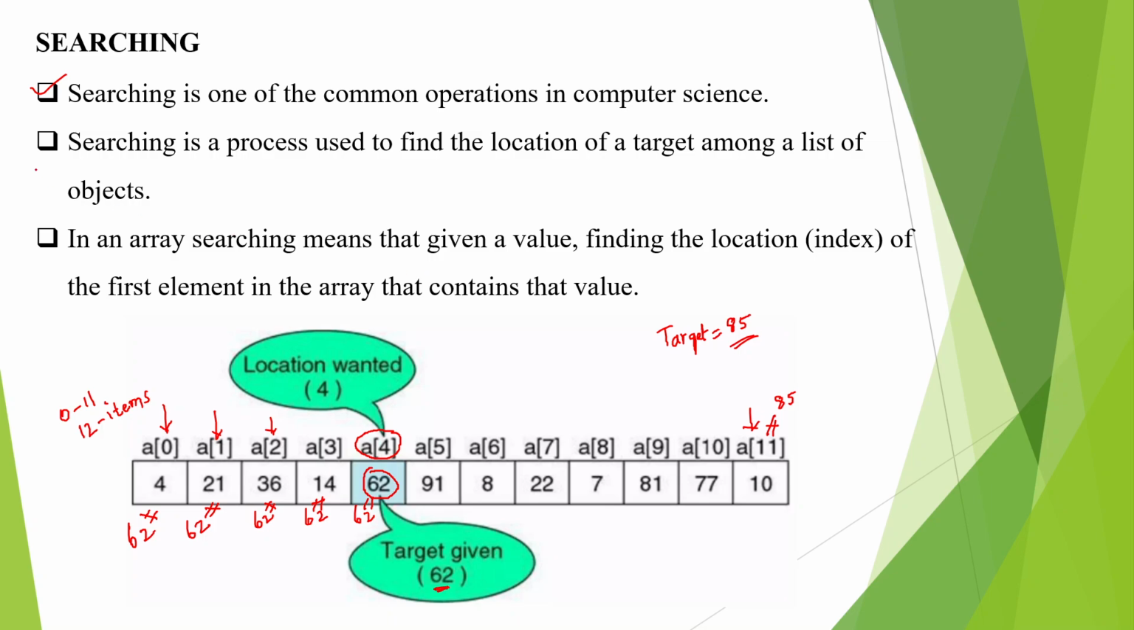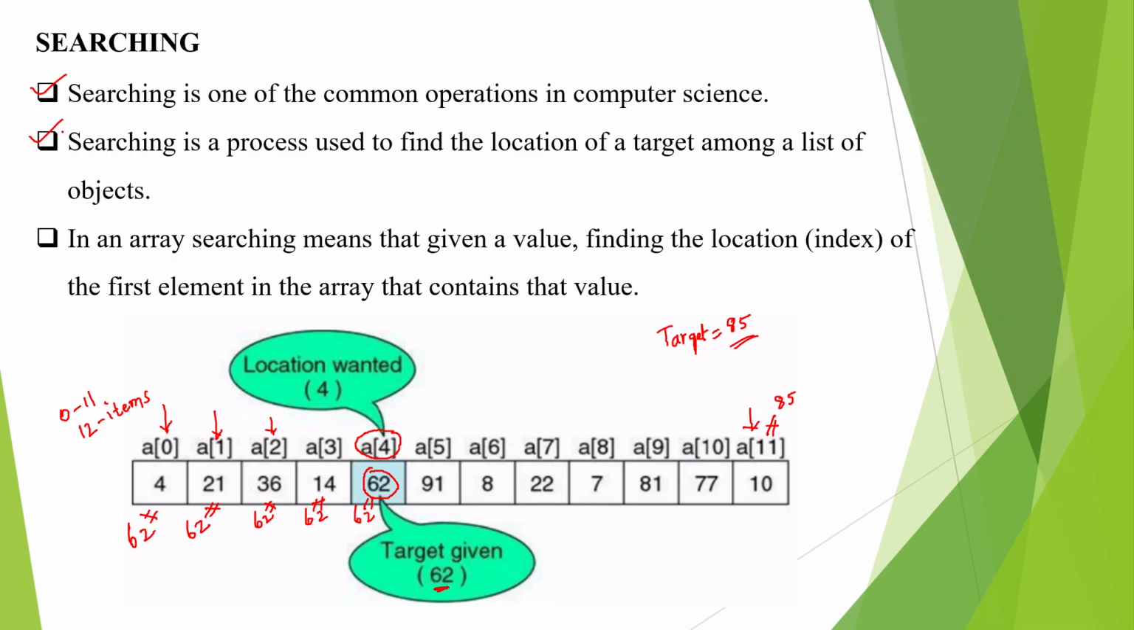So quickly take this second point. Searching is a process used to find the location. We are not finding anything else over here. We are simply finding the location of the given target among a list of items. It is a process used to find the location of a target among a list of objects. If the target is found, we return the location, the index value of that location.